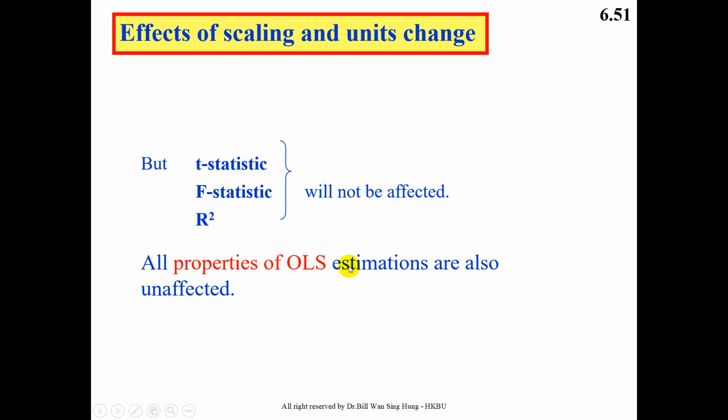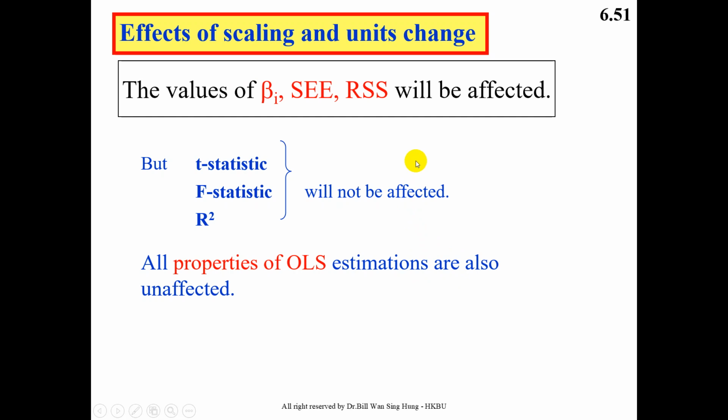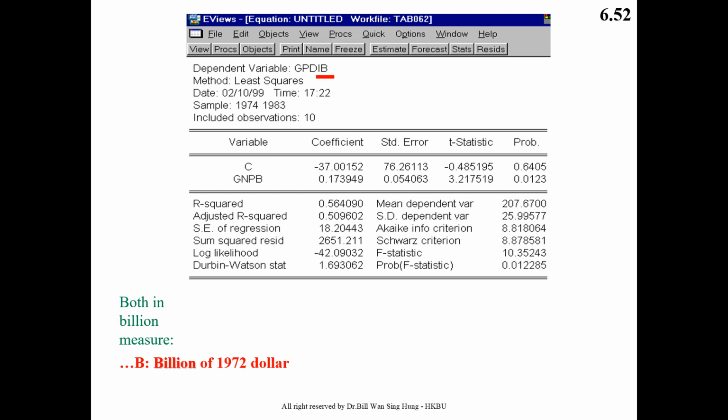All properties of OLS estimations are also unaffected. The values of beta i, standard error of estimate, regression sum of squares, and residual sum of squares will be affected, but t statistic, f statistic and r squared will not be affected, and all other properties of OLS estimators are also unaffected. This is the output.